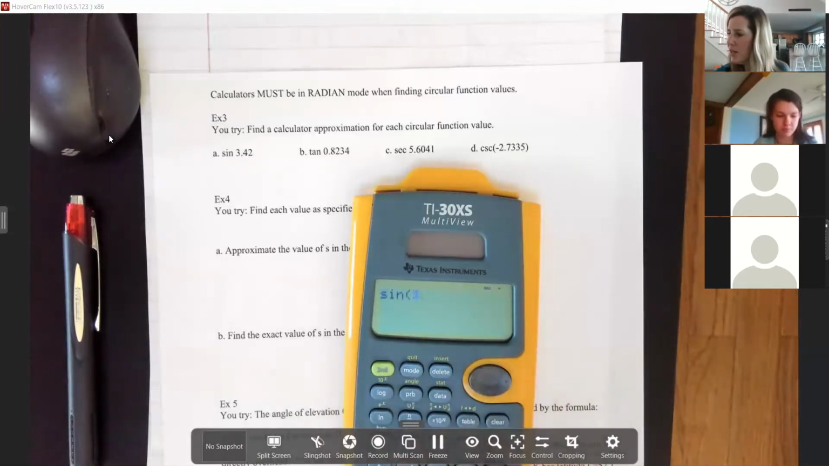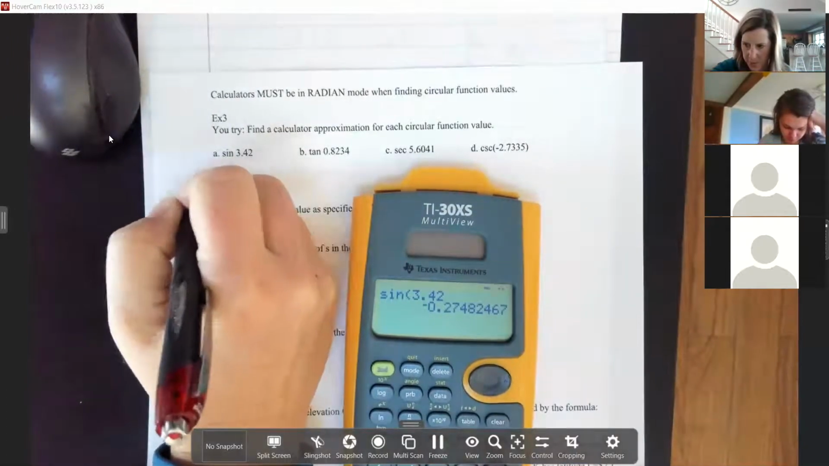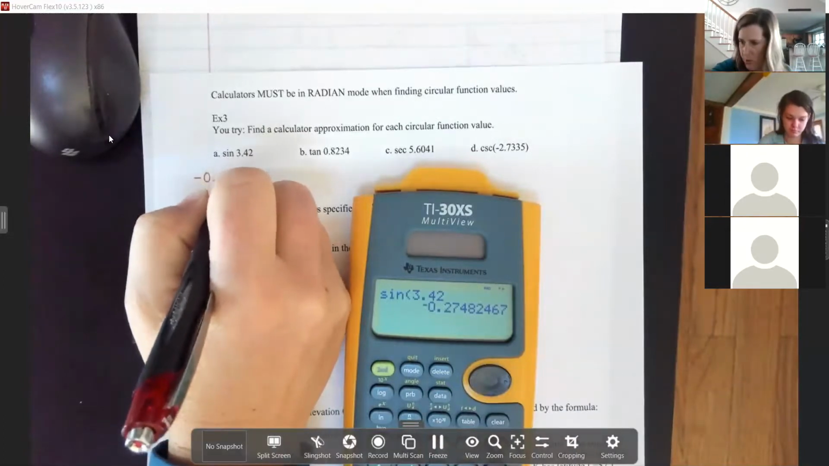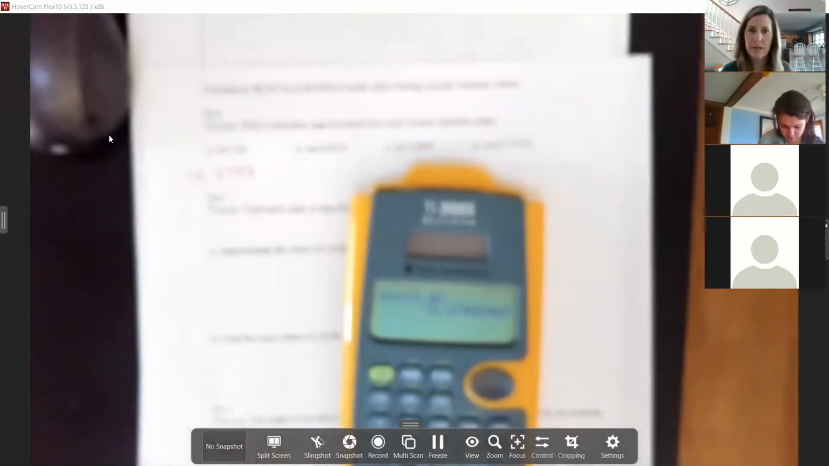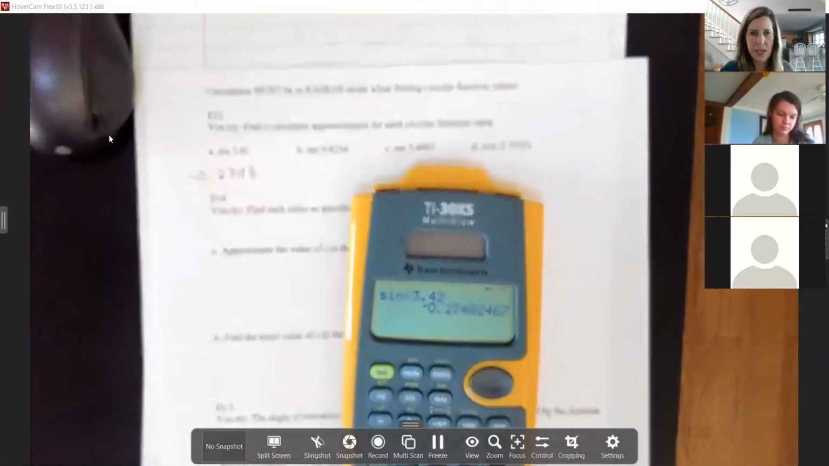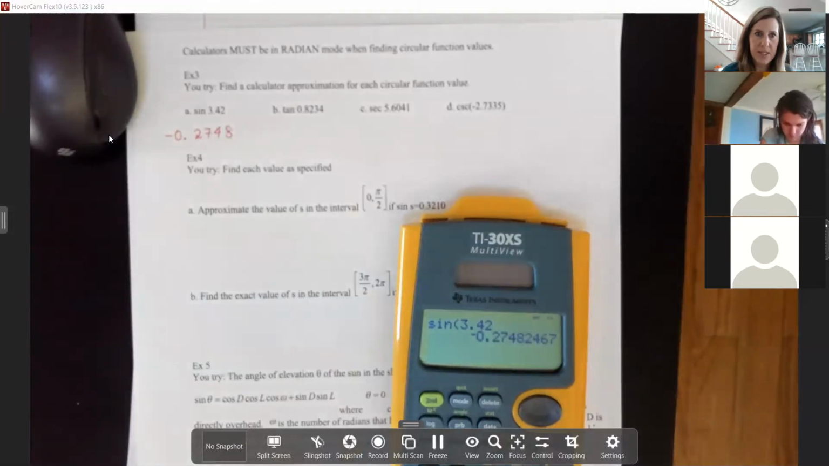So then it's just the sine of 3.42, right? And you get negative 0.2748. I think most of the time it's asked us to go to 4 decimal places. I know these directions didn't say that specifically. There we go, that's a little better. I think it's trying to focus on my calculator and the paper.